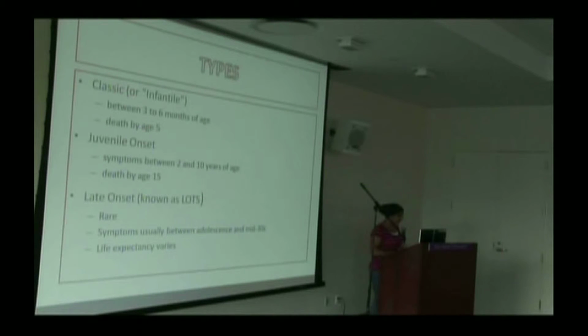There are three types of Tay-Sachs disease. There's classic, also known as infantile, and the symptoms usually occur between 3 to 6 months of age. Sadly, death generally occurs by age 5. For juvenile onset, children develop symptoms between ages 2 and 10. The death is usually by age 15. Juvenile onset is actually a milder form of Tay-Sachs disease. Late onset, which is also known as LOTS, is very rare, and the symptoms usually appear between adolescence and the mid-30s. Life expectancy varies, and in most cases, it's unaffected.